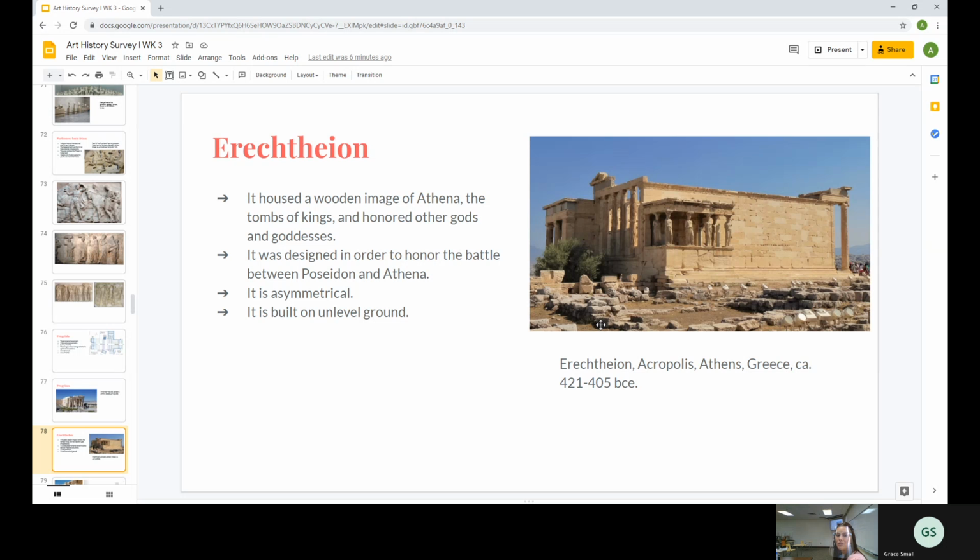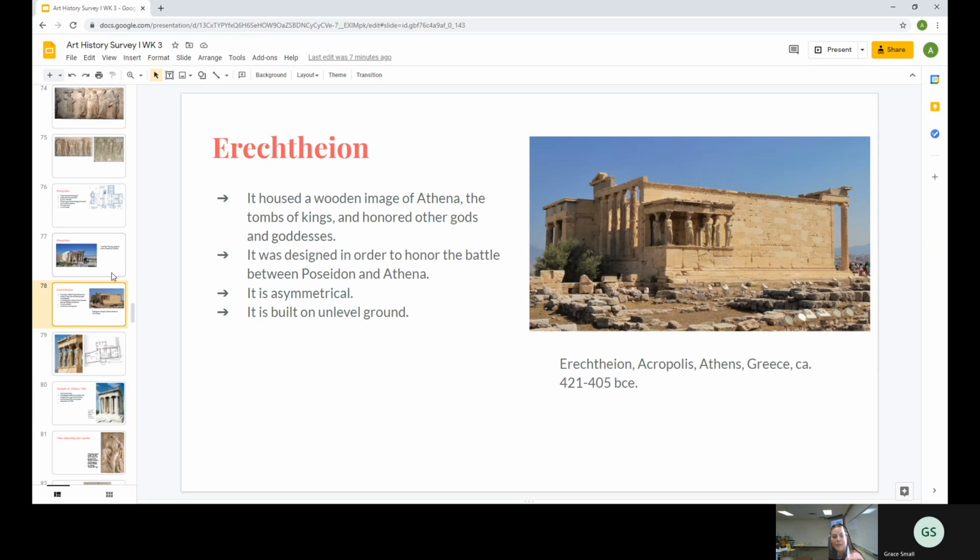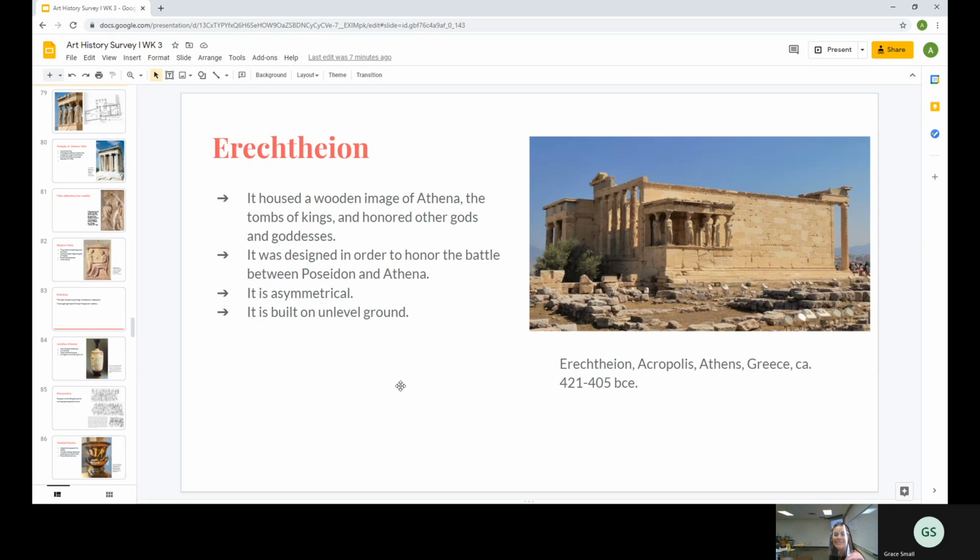It is intentionally built on unlevel ground because of what it contains. It contains and is built around the well that Poseidon made, supposedly, and the olive tree that Athena gifted them, supposedly. So the architects had to design around these mythological things. Therefore, you're working with what you got as far as space. It's also on a hillside. And since it is holy sacred ground, they aren't allowed to make things even and change stuff. Therefore, we have an asymmetrical, uneven level building.